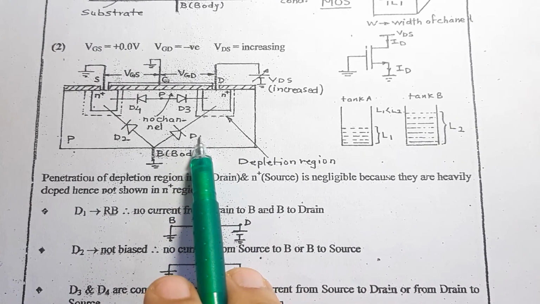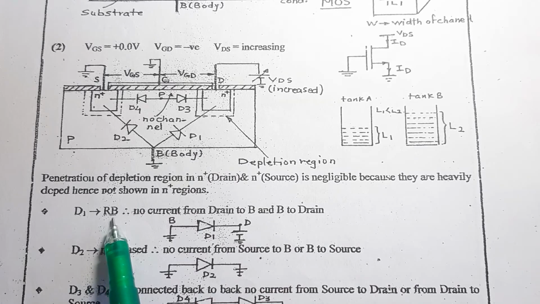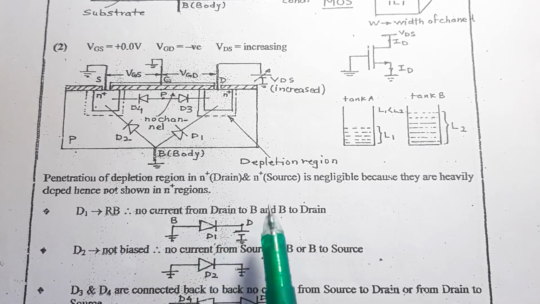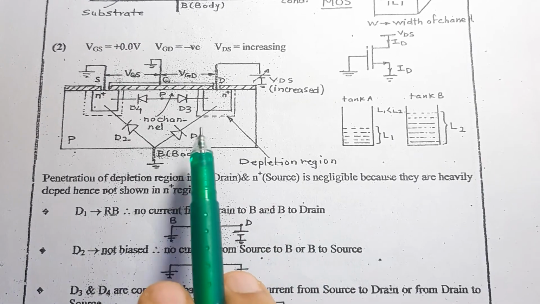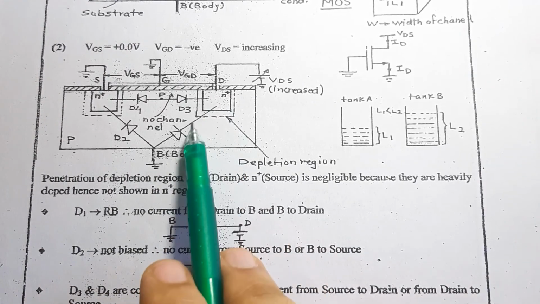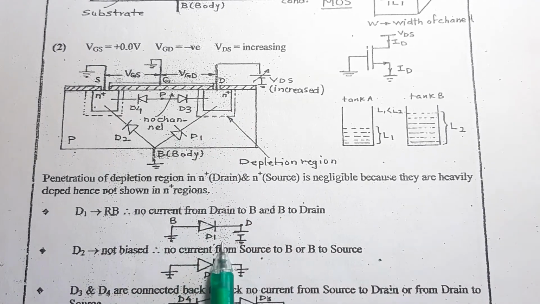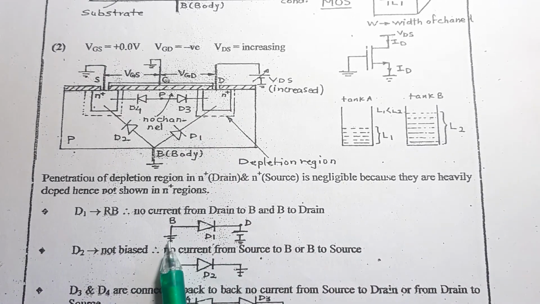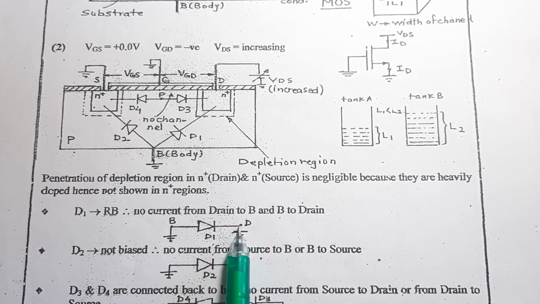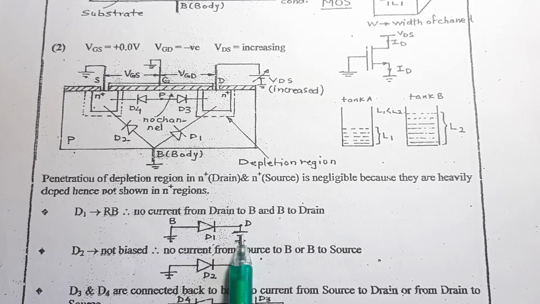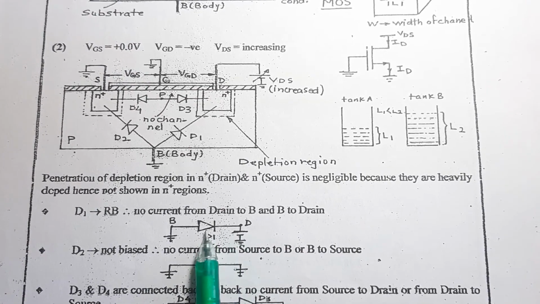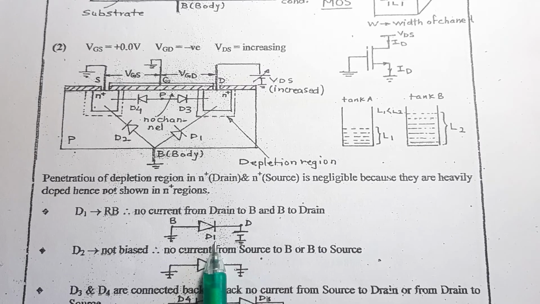If that is the case, since my diode D1 is reverse biased, therefore there is no current from drain to body and from body to drain. There is no current over here. The diagram is somewhat similar to this. The body terminal is given to ground. The drain terminal is connected to the positive part, but the body is connected to the negative part. Since the connection is crisscross in manner, we have D1 diode to be reverse biased.